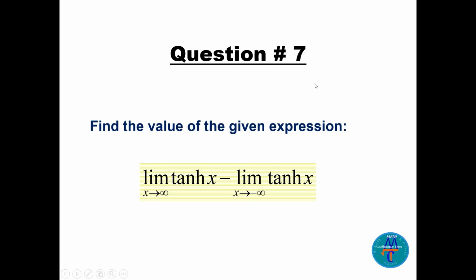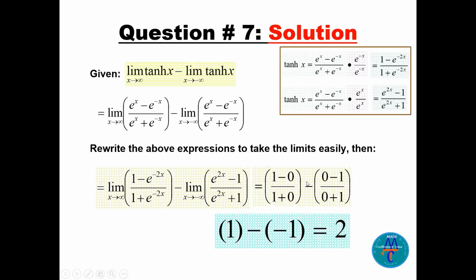Question number 7, find the value of the given expression. The limit as x goes to infinity of hyperbolic tan of x minus the limit as x goes to minus infinity of hyperbolic tan of x also. Now we know hyperbolic tan of x is e to the power x minus e to the power minus x divided by e to the power x plus e to the power minus x.